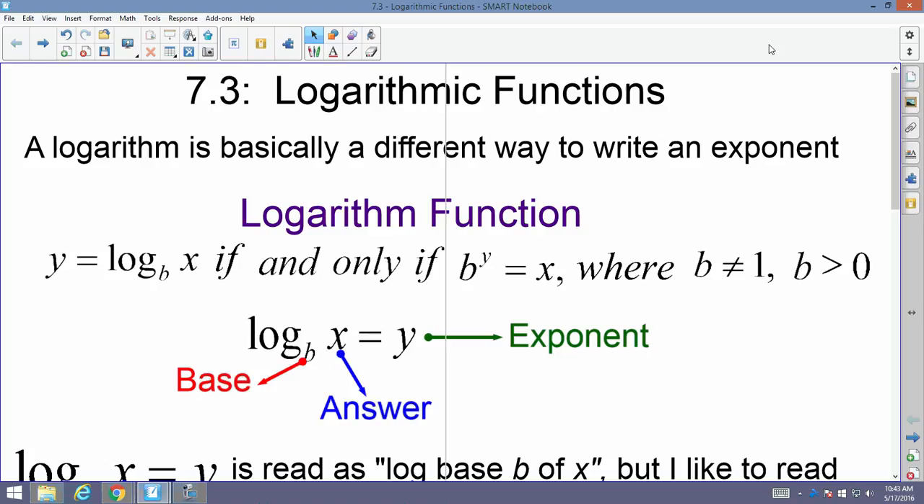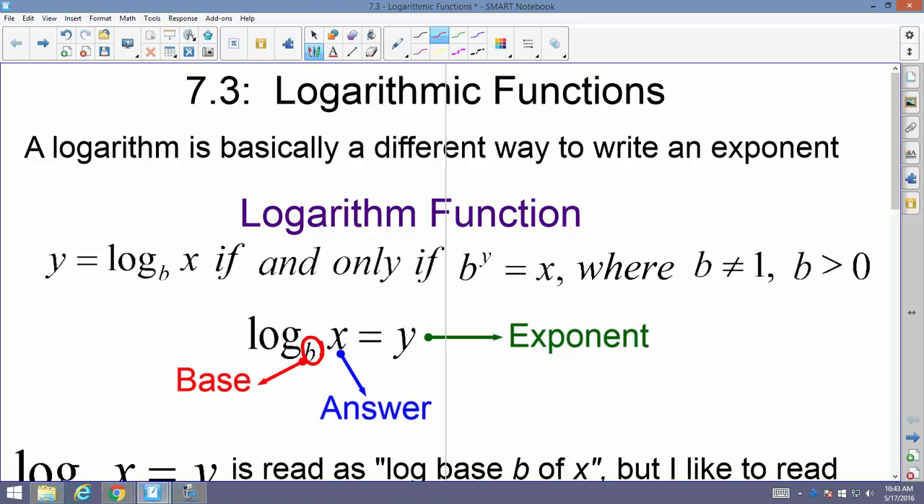If I have log base b of x, okay? When I have log base b of x, that is valid if and only if b to the y power equals x. When I'm looking at a log, I have a base, an answer, and an exponent. Log of base b. This is the base of the exponent.